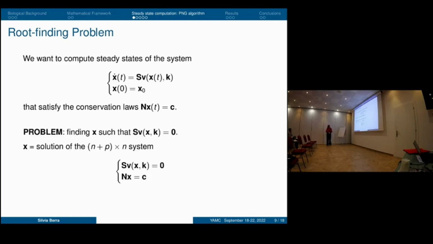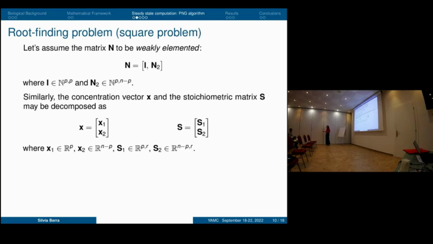And this is exactly what we do. So we consider that problem that before was a dynamic problem, and we look at it just as a root finding problem. So we want to find the vector x such that this object is equal to 0, and then the conservation laws must hold. The only problem is that now we have a system that is not square, so it could be not so easy to compute the solutions, and this is why we add an assumption that luckily is effectively true in our case. So when we work on colorectal cancer cells, it holds, so it is very good for us.